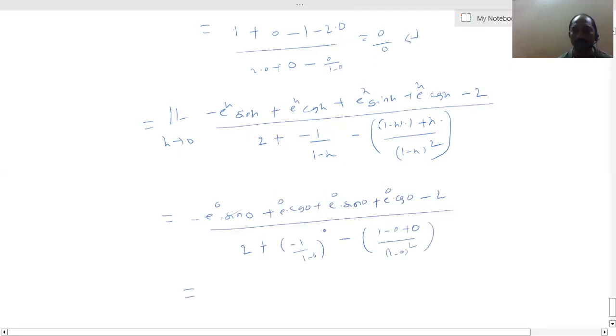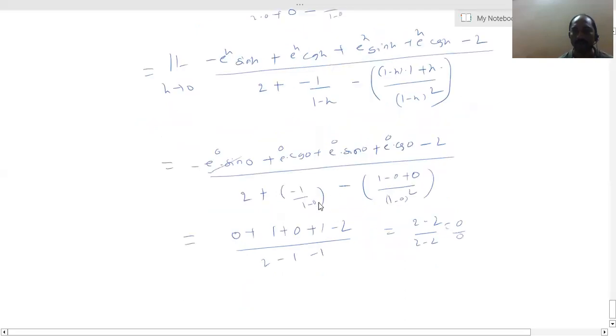This value 0, sin 0 into anything. Cos 0 value 1, 0 plus 1 plus 0 plus 1 minus 2 by 2 minus 1 minus 1. 2 minus 2 by 2 minus 2, 0 by 0. So we need to apply one more L'Hospital rule.